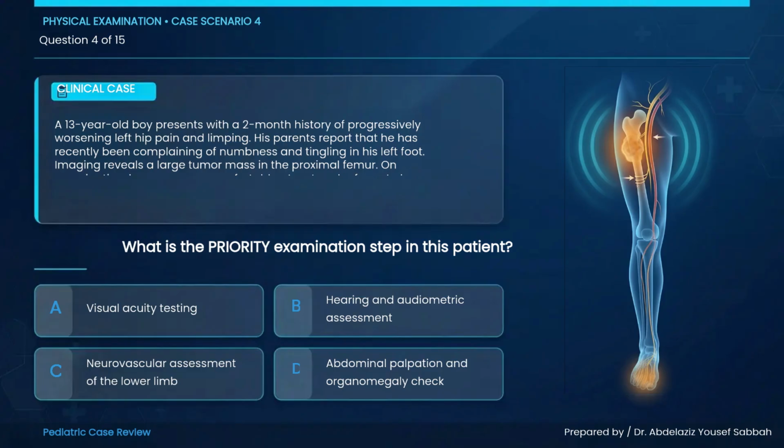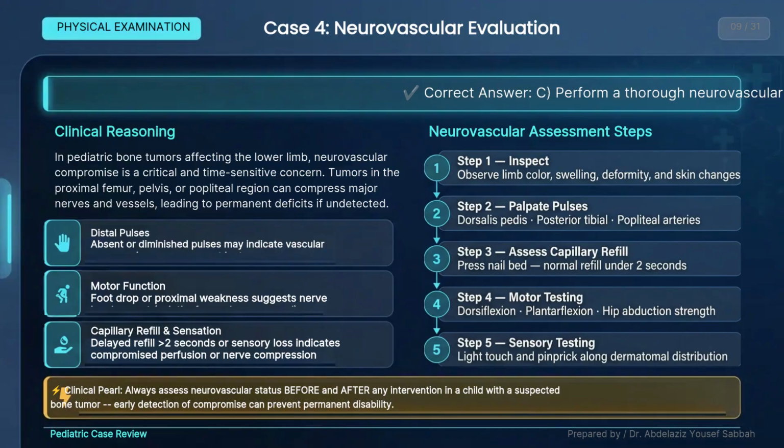Option A, visual acuity testing. Option B, hearing and audiometric assessment. Option C, neurovascular assessment of the lower limb. Option D, abdominal palpation and organomegaly check. The correct answer is option C, perform a thorough neurovascular assessment of the affected limb.